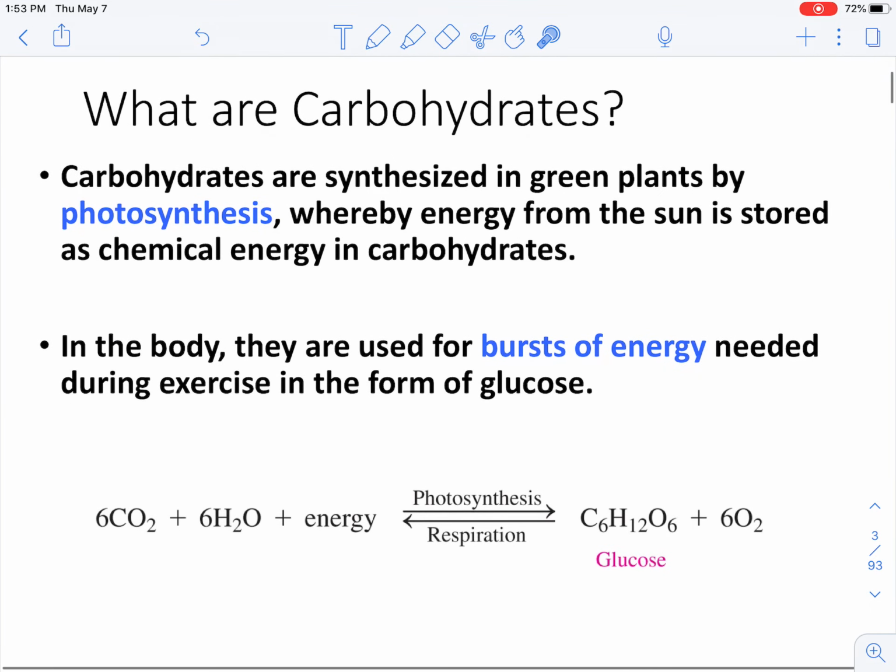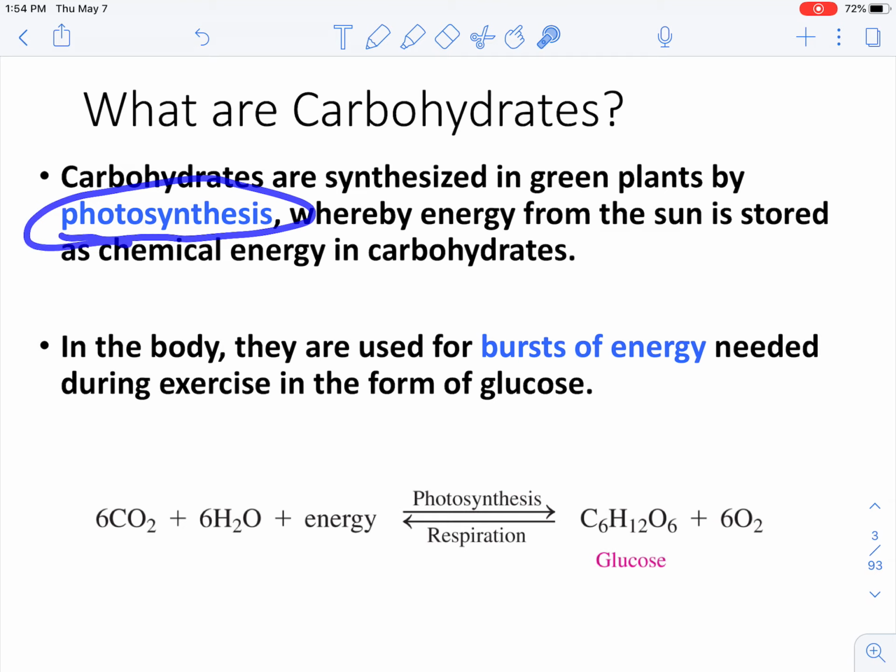Carbohydrates in general are produced by plants. It would be really cool for us to be able to produce our own carbohydrates, but that would take the fun out of eating, because all we would have to do is walk outside and raise our arms up and we're already eating. So there's really no flavor in light. Anyways, these green plants are going to undergo photosynthesis, which is a biochemical process in which carbon dioxide and water molecules are converted into glucose.